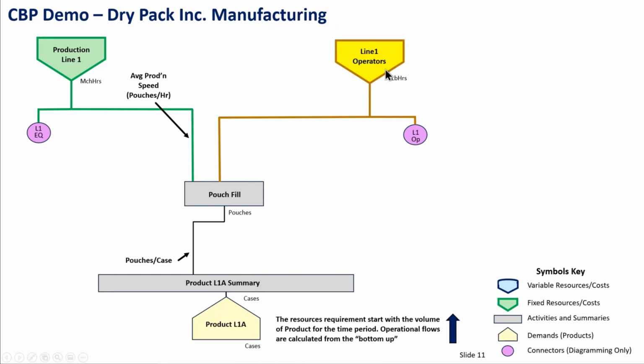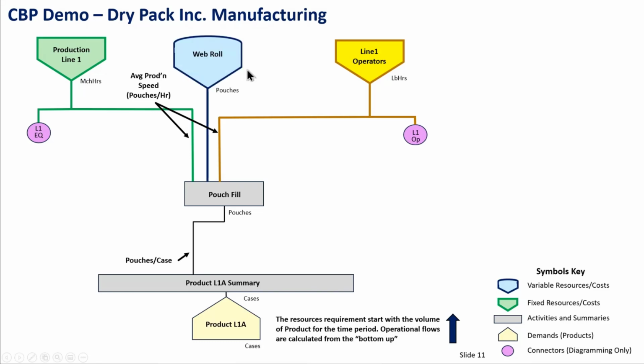We also have an operator. So that operator has to monitor the machine. So we're actually looking at the production speed as well will dictate how many labor hours of oversight is necessary during the production. And they too can have a connector like that.